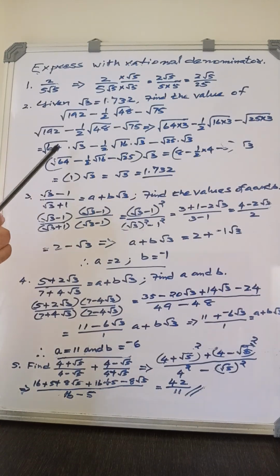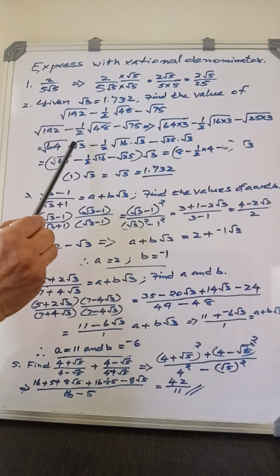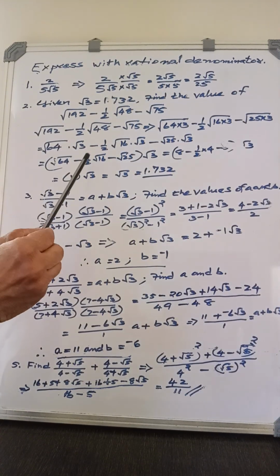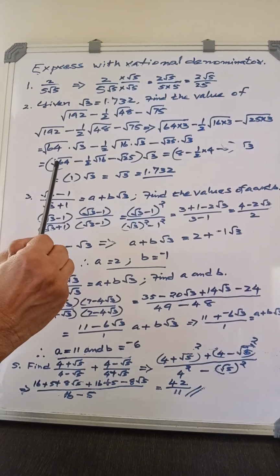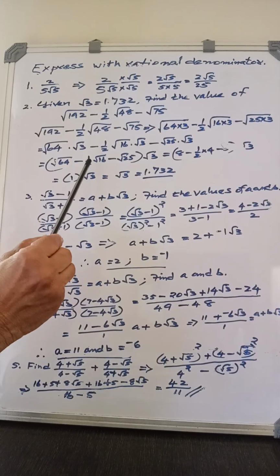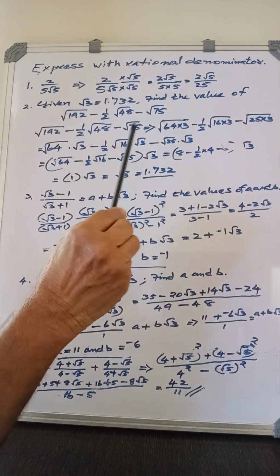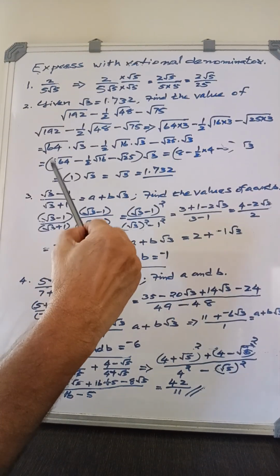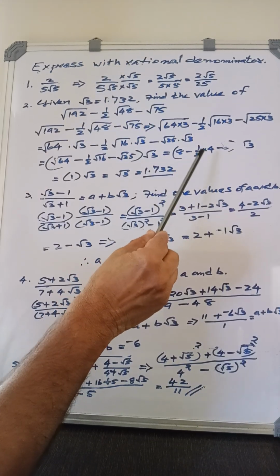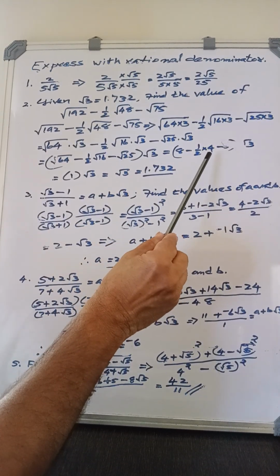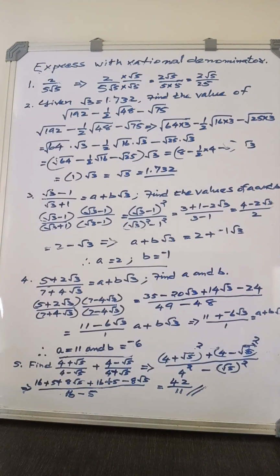3. From all these three terms, we can take the common irrational factor root 3 outside. Therefore, this becomes root 64 minus 1 by 2 root 16 minus root 25, the whole into root 3. Root 64 gives 8, minus 1 by 2 into root 16 gives 4, and root 25 gives 5, times root 3.